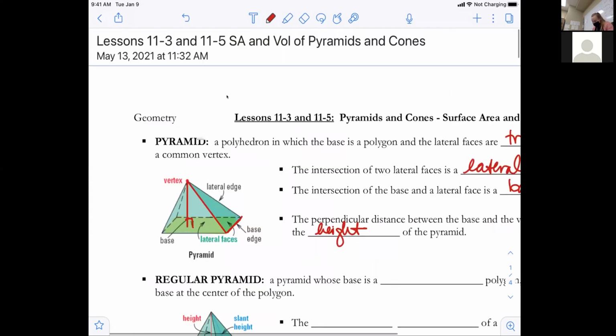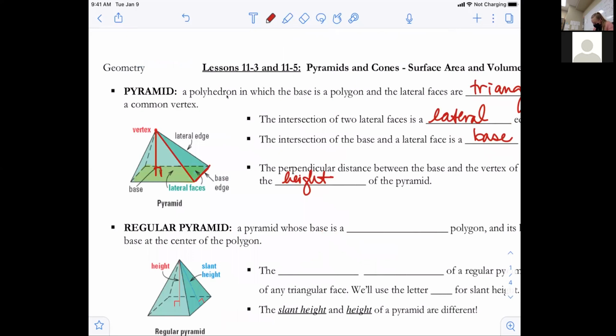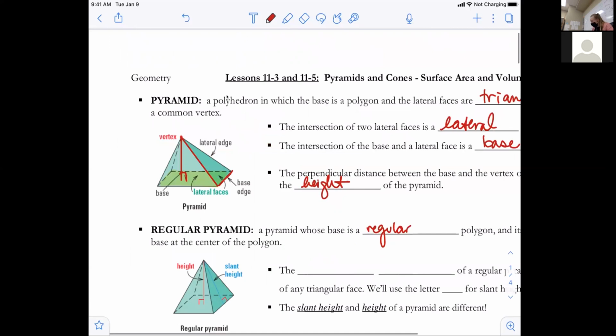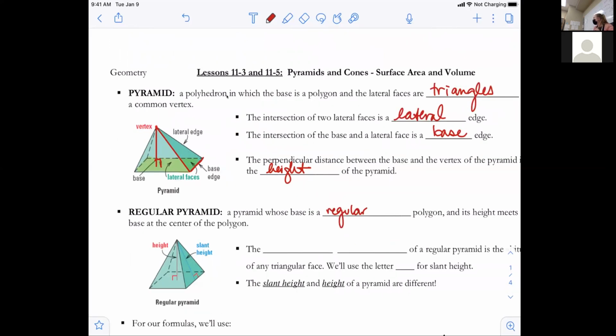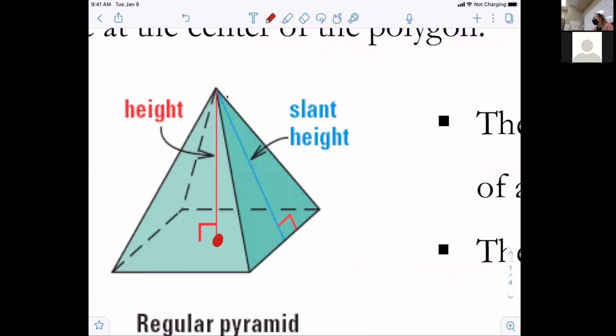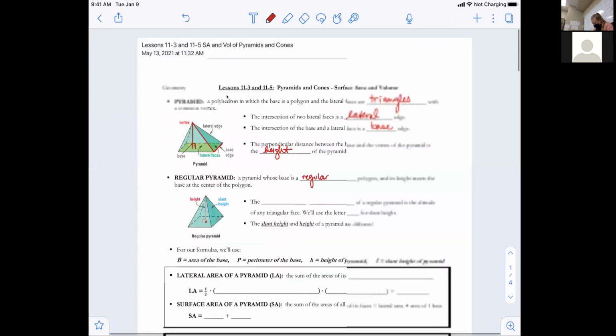All right. A regular pyramid is a pyramid whose base is a regular polygon. So it could be an equilateral triangle, a square, a regular hexagon, a regular pentagon, or something like that. A regular pyramid has a regular polygon as its base, and its height meets the base at the center of the polygon. So where the height touches the base, that's the same distance all the way around. From vertex to vertex, that's the same distance. If I was to go across, this would be the same as this distance. So it's right smack dab in the center.